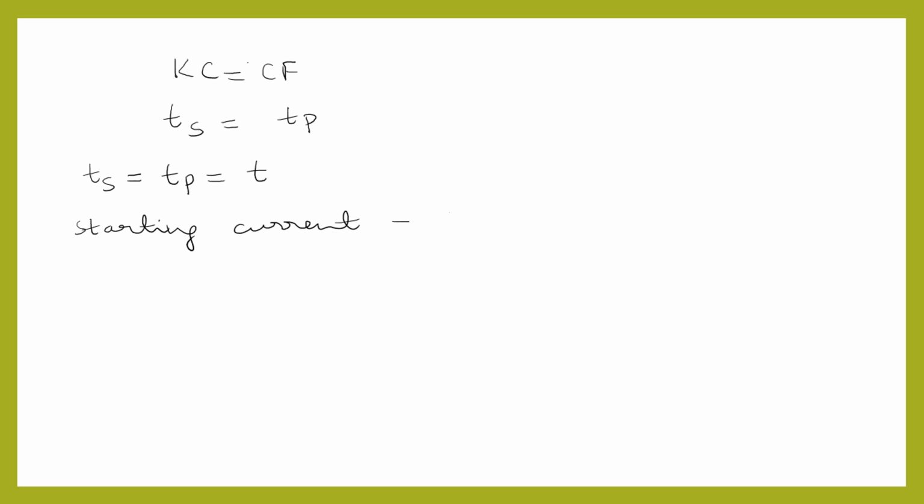As shown in the figure, D is the midpoint of CE, and the back EMF of the motor develops along the line DF in the parallel combination. We have KC equal to CF, that is, the time duration for series combination is equal to the time duration for the parallel combination, that is Ts equal to Tp. Let us consider Ts equal to Tp equal to T, and the average starting current for the two motors is I amps, that is, it is I per motor.